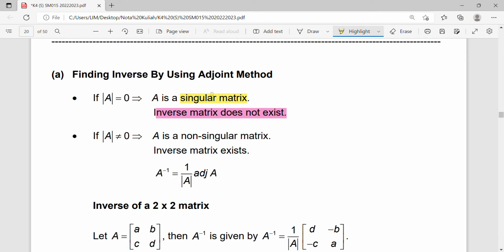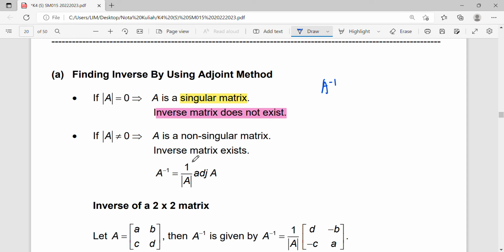Not every matrix is able to find its A inverse. So this depends on its determinant. Determinant 0, that matrix is singular. It won't have the inverse matrix. If your determinant got value not equal to 0, means that matrix can be able to find its inverse.